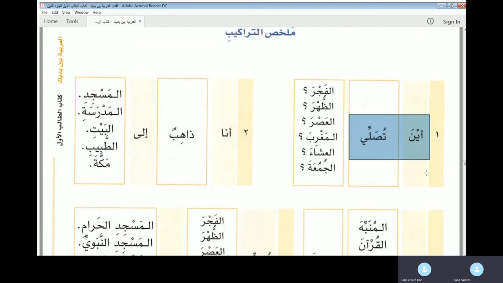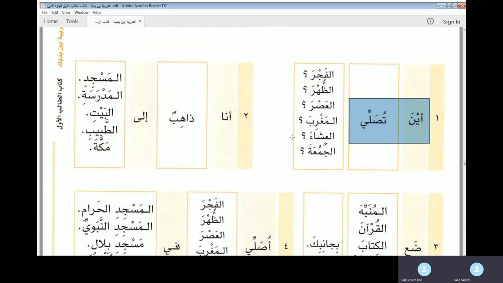Aina tusalli al-fajra, where do you pray Fajr? Aina tusalli al-zuhra, where do you pray Zuhr? Aina tusalli al-asra, where do you pray Asr? Aina tusalli al-maghriba, where do you pray Maghrib? Aina tusalli al-isha, where do you pray Isha? Aina tusalli al-juma, where do you pray Juma?